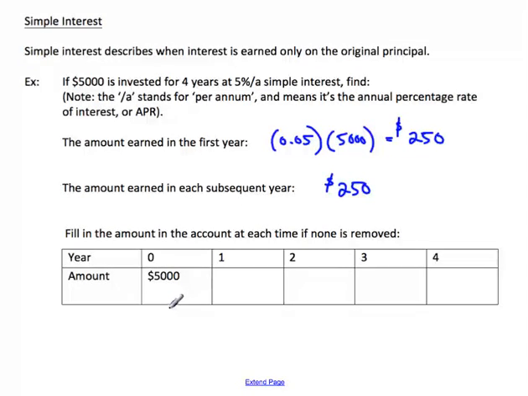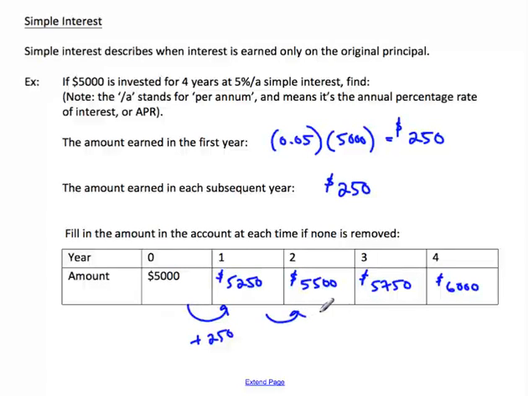If we look at this as a table and start with $5,000 at the beginning, we can fill in the amounts in the account at the end of each year. So at the end of the first year, there's going to be the original $5,000 plus another $250 is $5,250. At the end of the second year, another $250 will be in the account, making it a total of $5,500. At the end of the next year, there will be $5,750. And finally, after 4 years, there will be a total of $6,000. And all we're doing each time is adding $250. That's the case of simple interest.